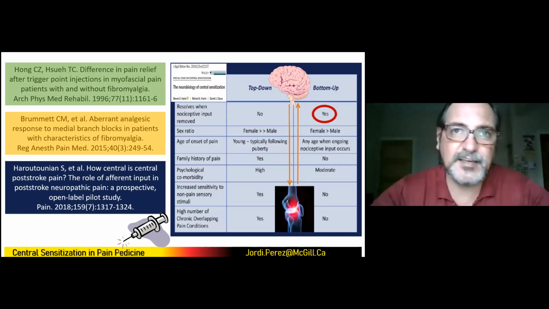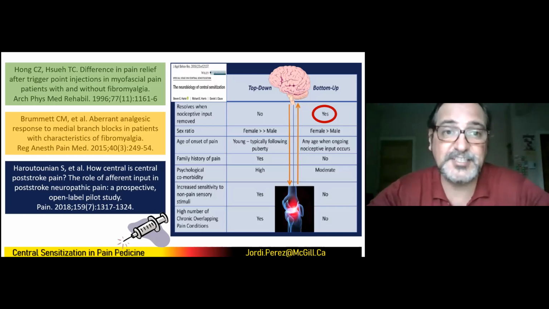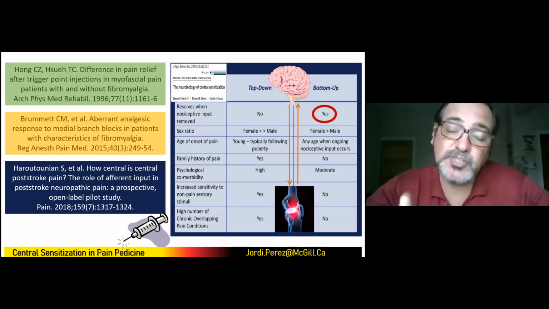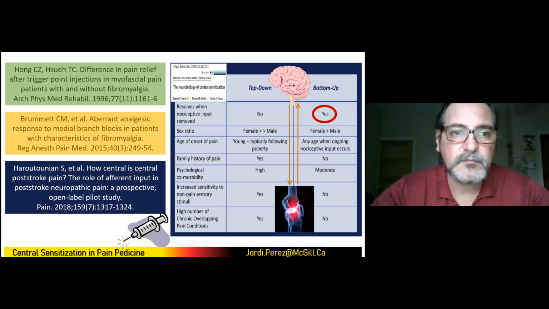I want to present three articles that I find interesting. One is trigger point injections in patients with or without fibromyalgia. In those patients without fibromyalgia, trigger point injections work better. That doesn't mean that trigger point injections are contraindicated in patients with fibromyalgia. It's just to say that it might work less. In patients with low back pain and central sensitization, or fibromyalgia in this case, the response is considered.